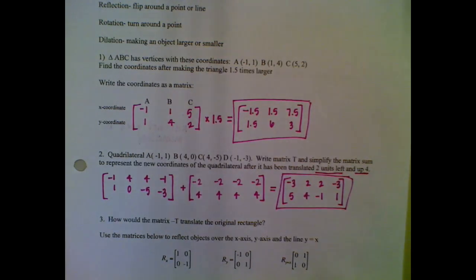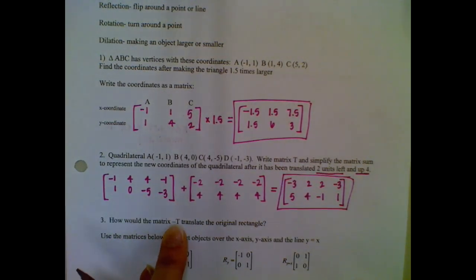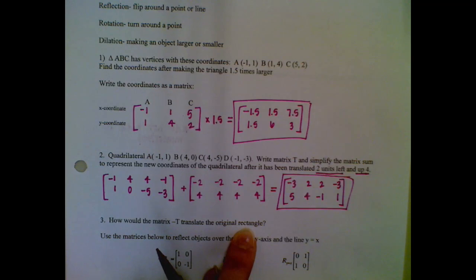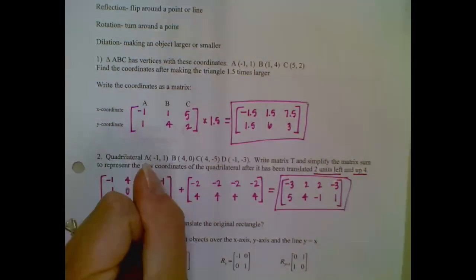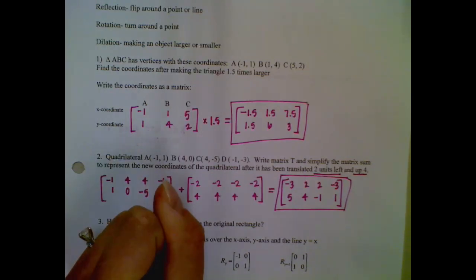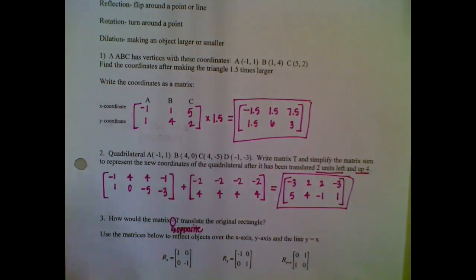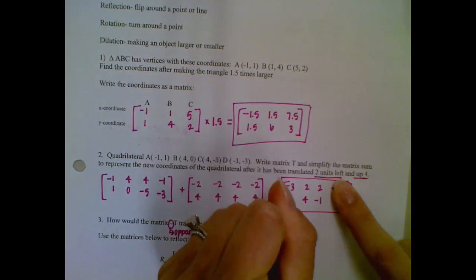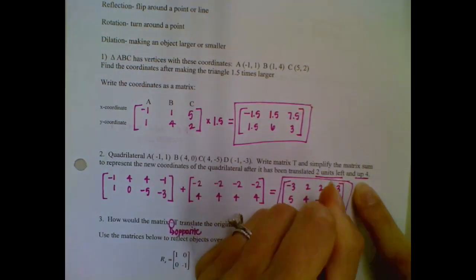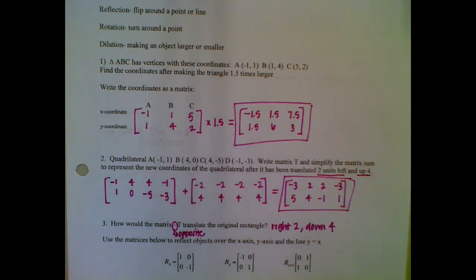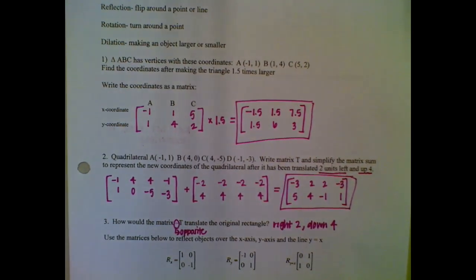Okay. Now this says, how would the matrix of negative T translate the original rectangle? So this negative here, that just means all of these are going to go the opposite direction, right? So if I'm going left 2, up 4, the opposite of that would be right 2, down 4. Does that make sense there? You're just literally doing the opposite. Okay. All right. Let's keep it going.